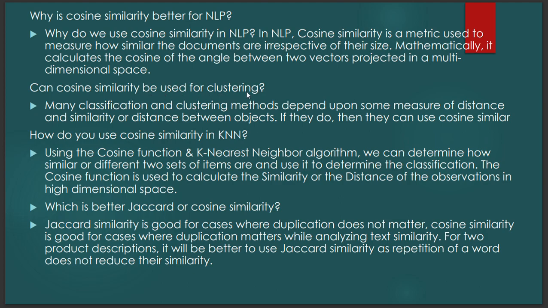Can cosine similarity be used for clustering? Many classification and clustering measures depend upon the sum of the measured similarity or distance between the objects. If they do, they can use cosine similarity.